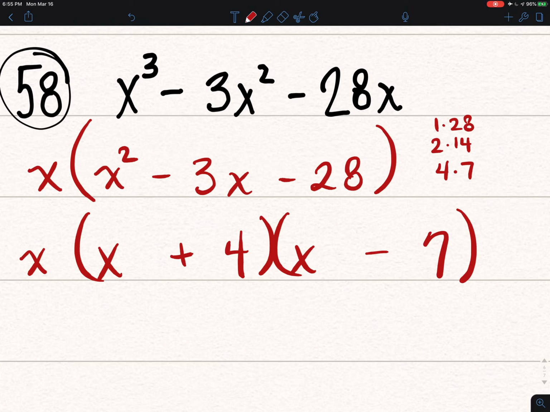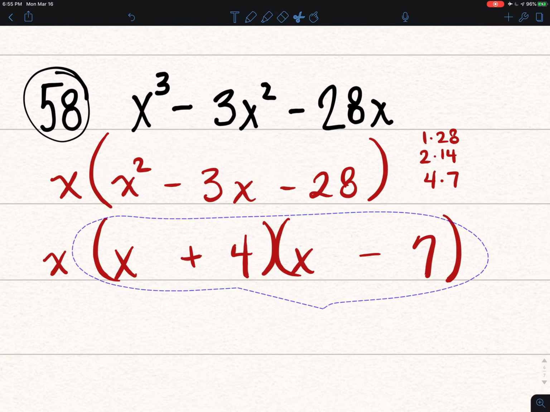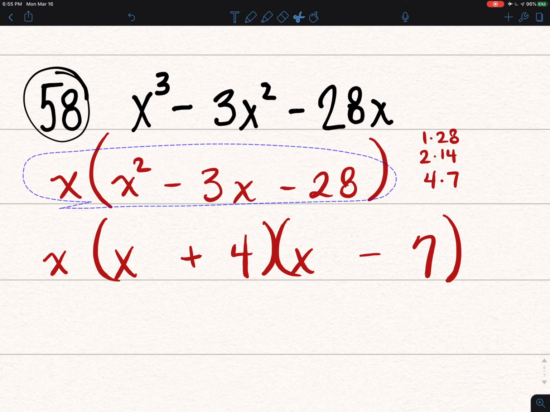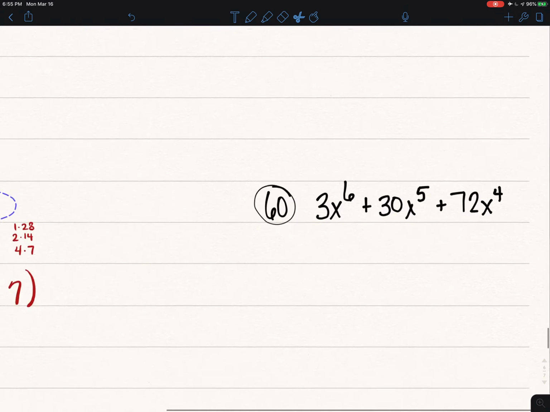Now take a minute. I want you to pause the video. I want you to FOIL, please. When you FOIL, do you get this trinomial that we had right here? You should. And then take your trinomial and multiply by the GCF. Just use distribution on that. And you should get the original from number 58.